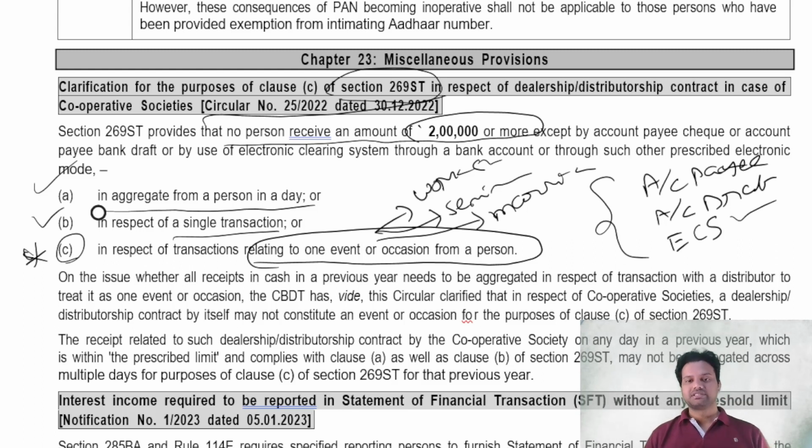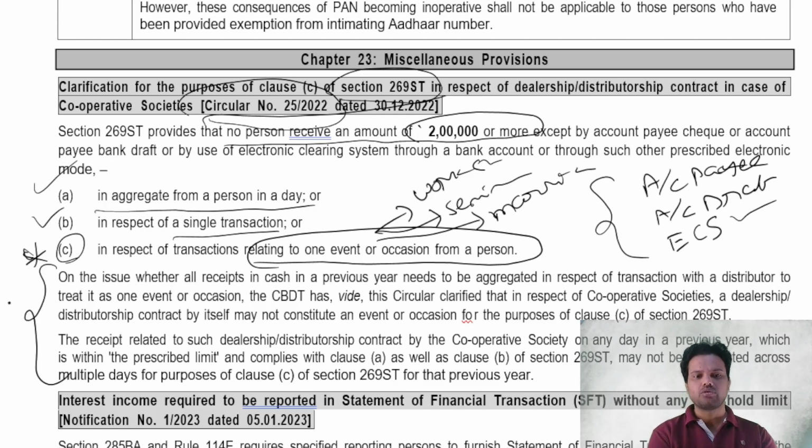They have given a circular accordingly. Circular number 25 of 2022, they issued a circular saying that clause number 3 of section 269ST is not applicable to the cooperative societies. This is the amendment applicable for November 2023. The remaining provision is as it is, only clarification they have given in these two paras in relation to the cooperative society. This is the amendment. I hope you understand this.